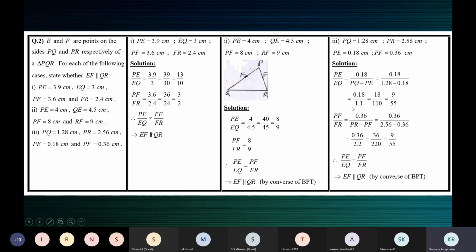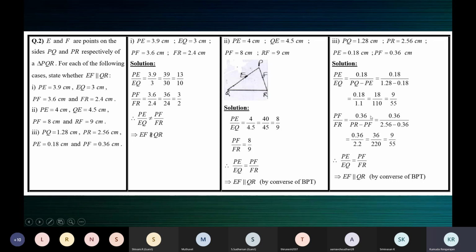Let's just do the third one. See the question here. E and F are points on the sides PQ and PR, respectively, of triangle PQR. So triangle PQR, E and F like this. In each of the following cases, you should state if EF is parallel to QR.